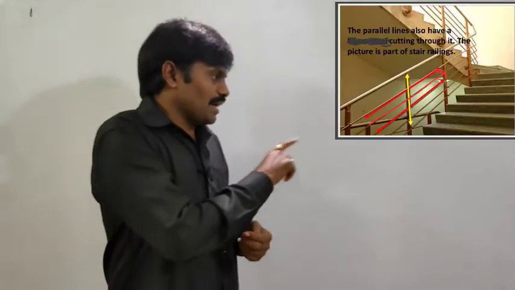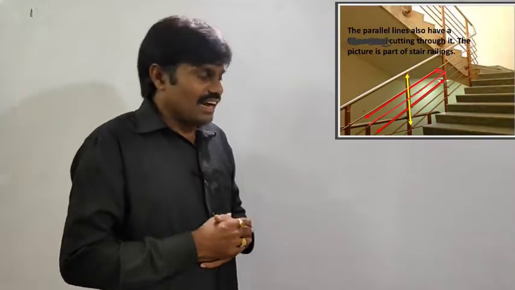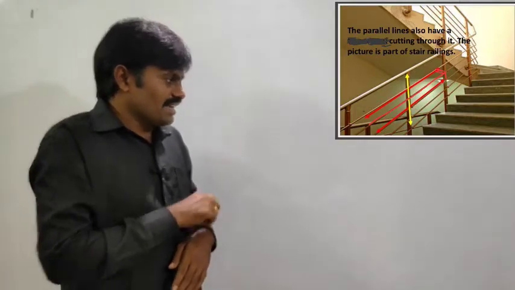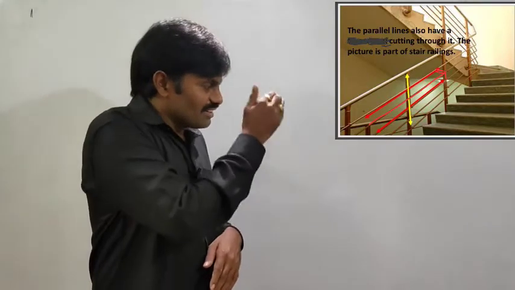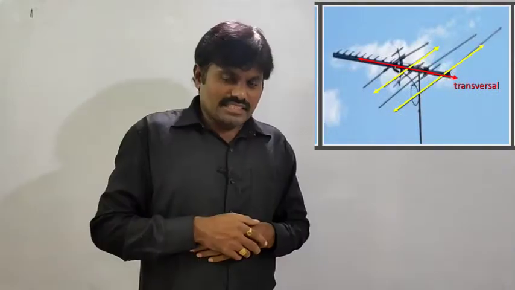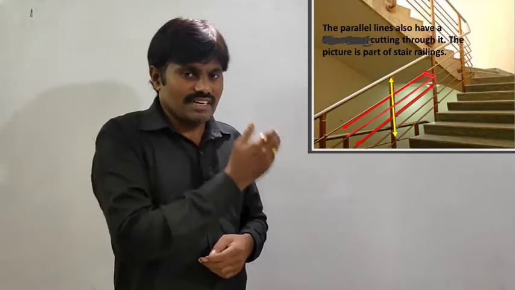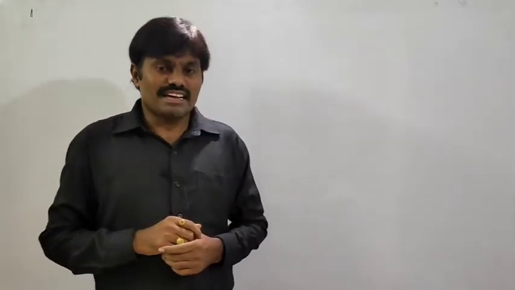Next, if you observe the stair railings of a building, on the screen, the pipes are arranged horizontally, and the vertical pipe is intersecting those three horizontal pipes at three different points. What do you call that vertical pipe? Yes. In the antenna case, that stick, and in the stair railings, that vertical pipe. These are all examples of a transversal.